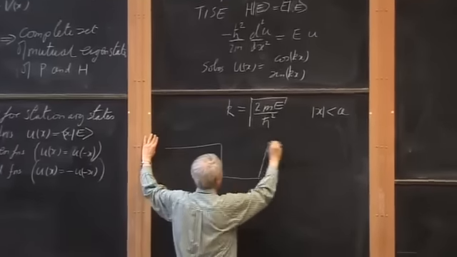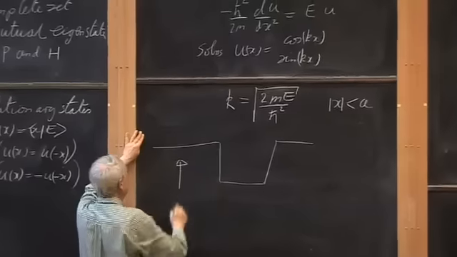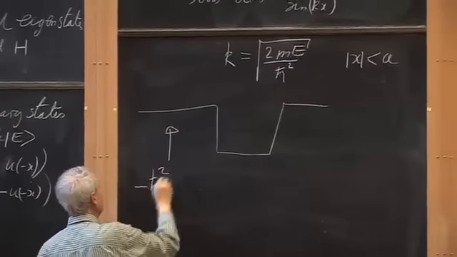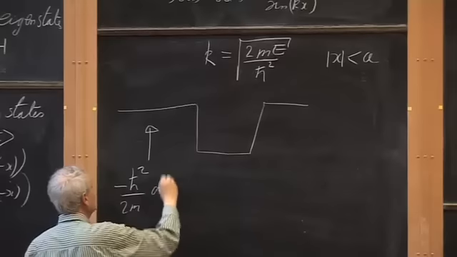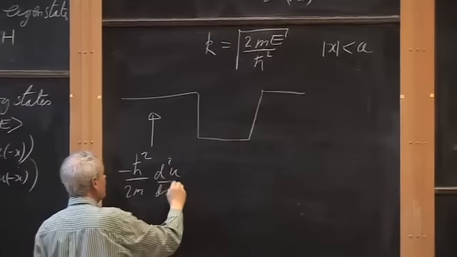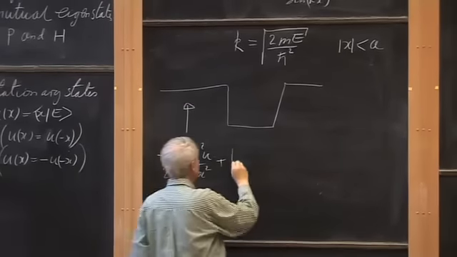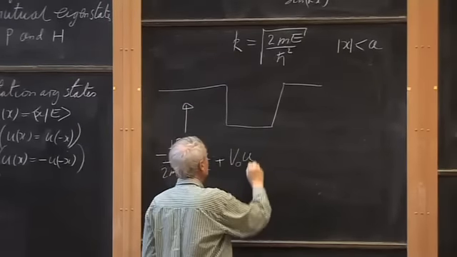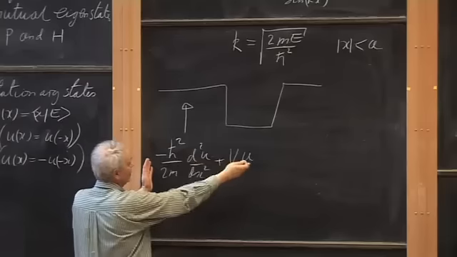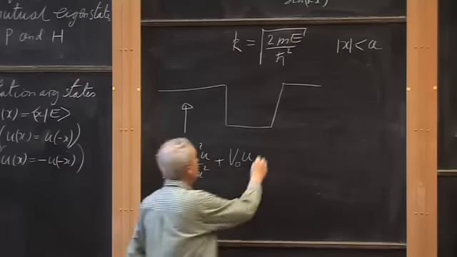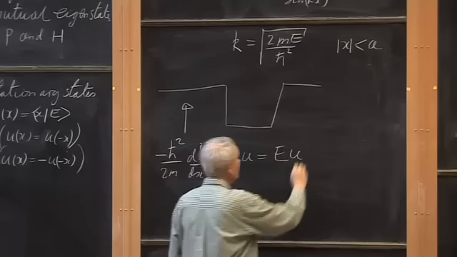So in this zone here, what does the time-independent Schrodinger equation look like? It still has kinetic energy, minus h bar squared over 2m d2u by dx squared. But now we have potential energy, how much? V0, so V0 times u. So this is the Hamiltonian operator operating on u, and that's equal to Eu.